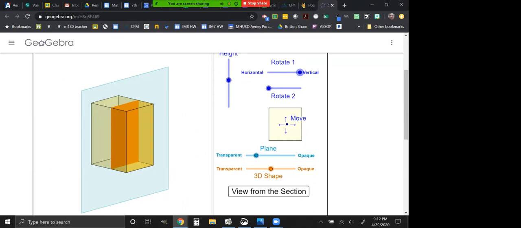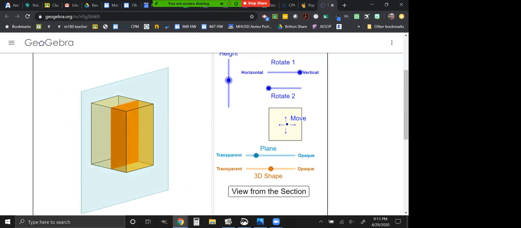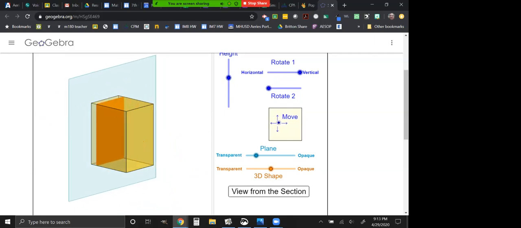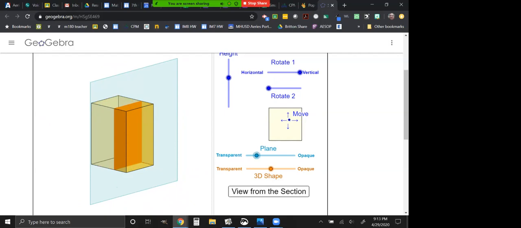Now, what's cool is these tools let us do some rotating this way, and they let us rotate in the vertical direction, and they let us take this thing higher or lower, and you can move it front to back, whichever direction. You can make the plane a little darker. You can make the object a little bit darker or transparent. So it gives you a lot of little tools to work with.